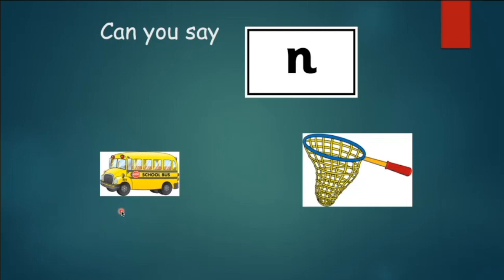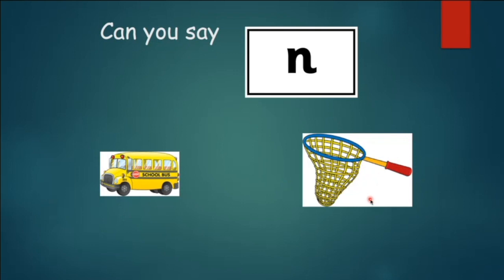Now, I'm going to say the sounds for the word bus. B, a, s, b, a, s, bus. Now, do you hear the n sound from the word bus? Let's hear it again. B, a, s. Do you hear the n sound from that word? No, we don't hear the n sound from the word bus. You're right. The word bus doesn't have the n sound in it. Okay, now let's move on to the next one.